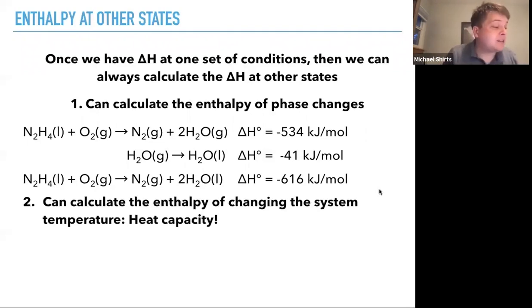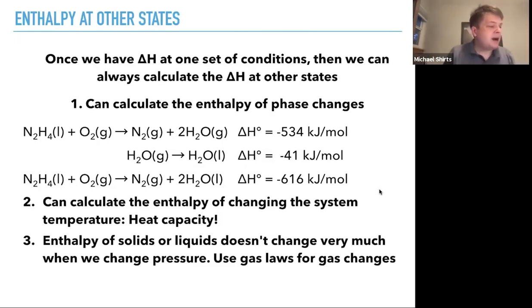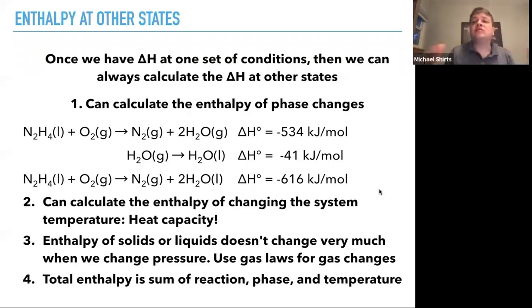We can calculate the enthalpy of carrying out the reaction at a different temperature with the heat capacity. We've seen that with the heat capacity we can calculate the enthalpy of those changes, so we can calculate the change in enthalpy to take the reactants to a new temperature and the products to a new temperature, and include that as well. For pressure changes, the enthalpy of solids or liquids doesn't change very much when we change the pressure. We can use the gas law for gas changes, and then we can total all those up.